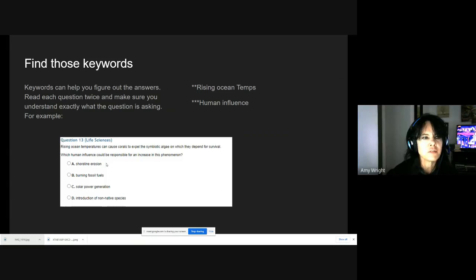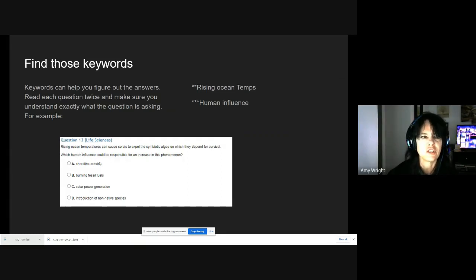So we have some answers here. So let's go through and read the answers, right? So you have shoreline erosion, burning fossil fuels, solar power generation, or introduction of non-native species. So you're looking at this, you're like, I have no idea what the answer is, right? But go back, let's look at our keywords here. That should give you some indication to help you eliminate some of the answers. So we're looking at rising ocean temperatures. So what's going to make the ocean temperature rise? That's what's causing this thing to happen, right? And a human influence, right? So those are your two keywords.